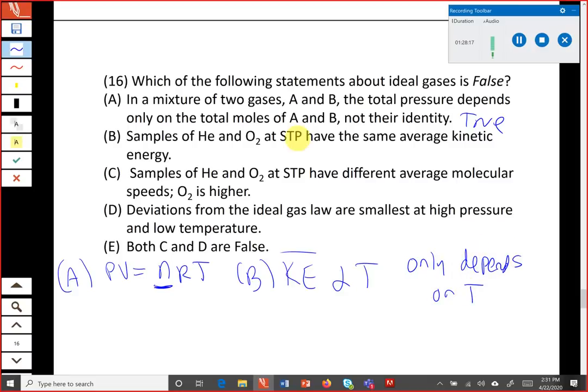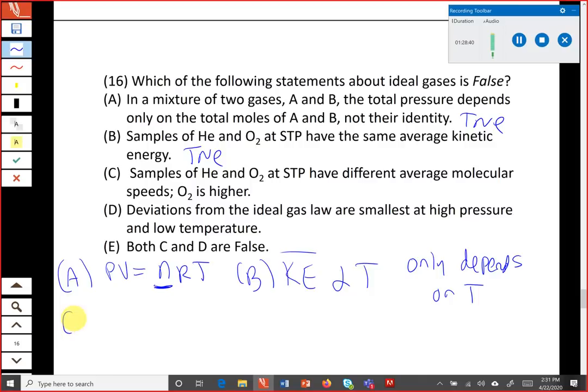And in this case, they're both at STP. So if you're at STP, that means both gases are at 273 Kelvin, and that means they will have the same average kinetic energy. So for kinetic energy, all that matters is the temperature. If the temperature is the same for two gases, their kinetic energy on average is the same. All right, so this one would also be true.